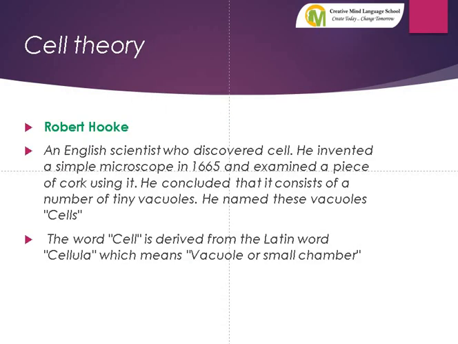The cell theory. What is the meaning of cell theory? Who discovered it, and what is his name? It's Robert Hooke, an English scientist who discovered the cell. He invented a simple microscope in 1665 and examined a piece of cork using it. He concluded that it consists of a number of tiny vacuoles. He named these vacuoles cells. The word cell is derived from the Latin word cellula, which means vacuole or small chamber.